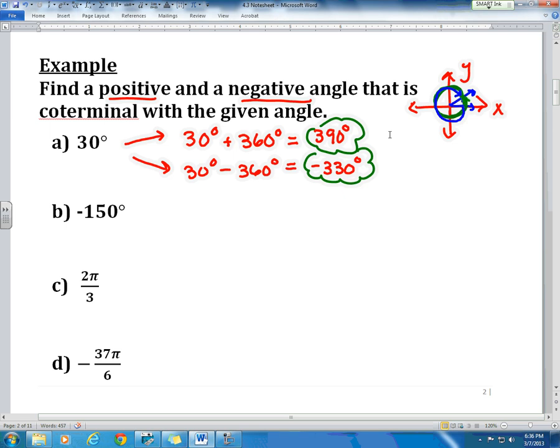You know what? I don't want to use 150 here. I had changed my mind and I never changed it in the thing here. Let's put negative 470 degrees.